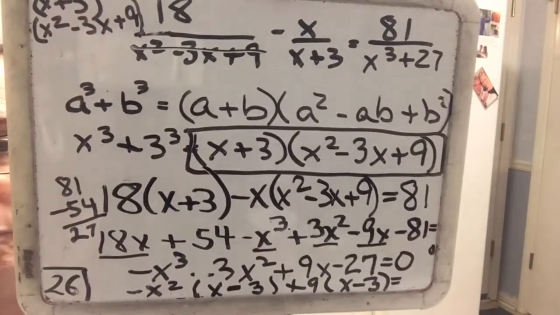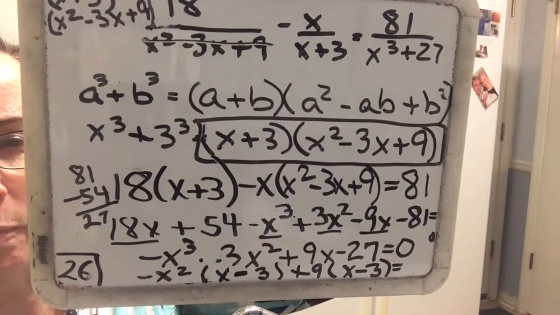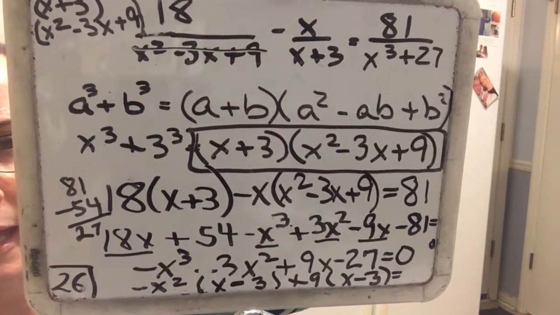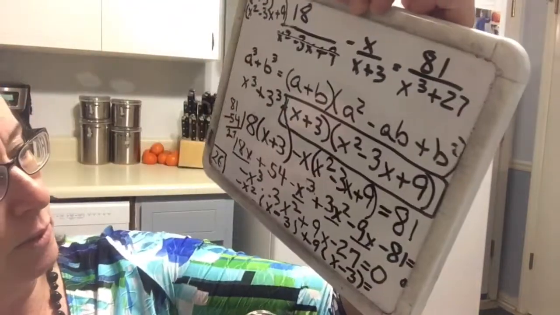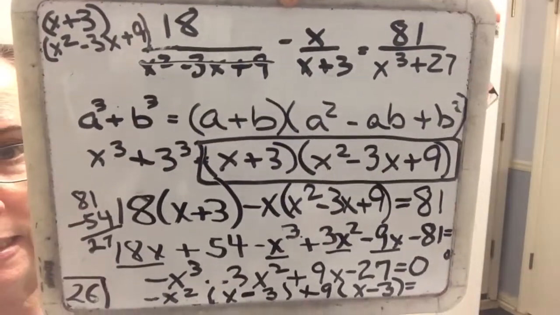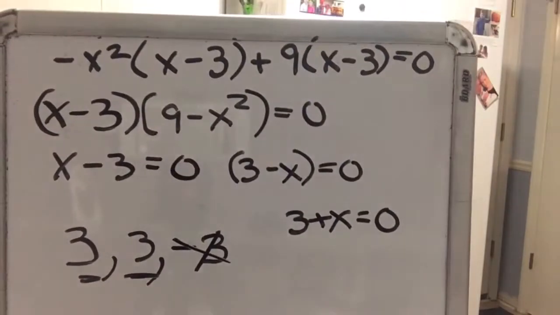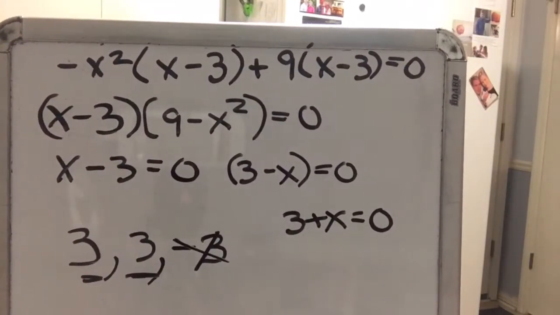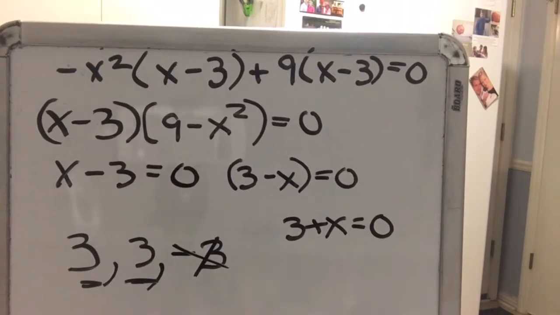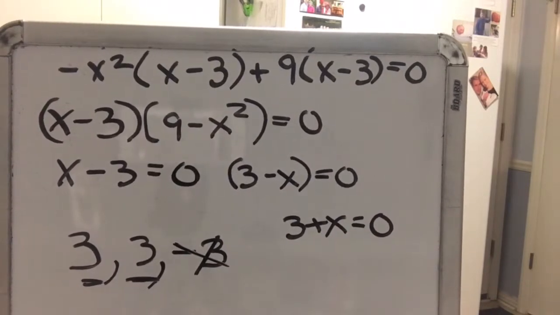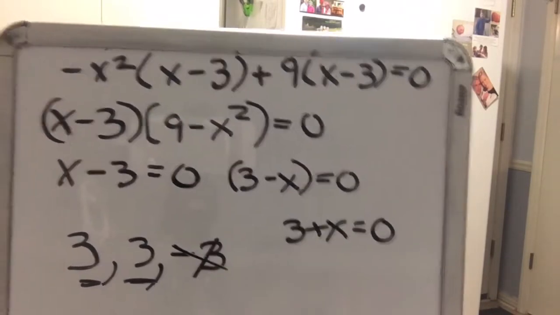So here was the first board once again on this problem. And this was problem number 26. And here is the finish up board on problem number 26. And now we're ready to go on to some radical equations.